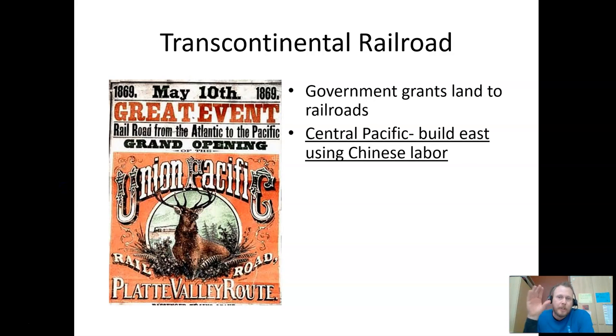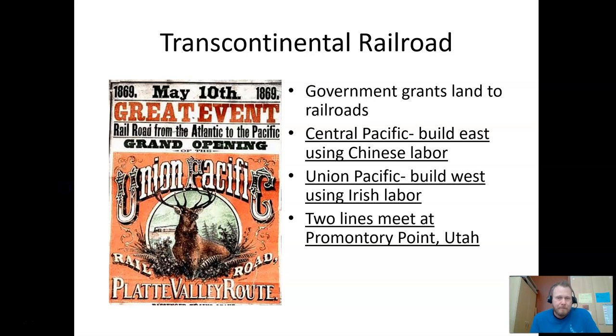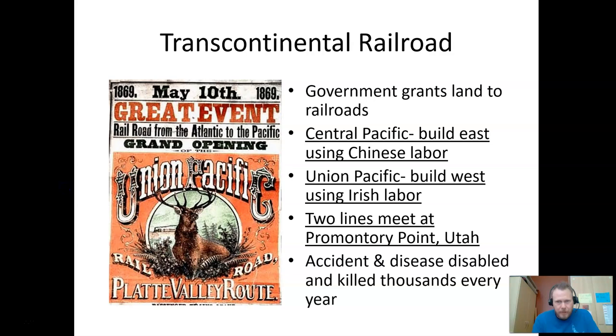The Central Pacific started in the west, and they would build east using primarily Chinese labor. The Union Pacific would build west using Irish labor. So you see the importance of the role that immigrants play in the building of the Transcontinental Railroad. Those two lines would then meet in Promontory Point, Utah. You need to know that for the quiz, for sure.